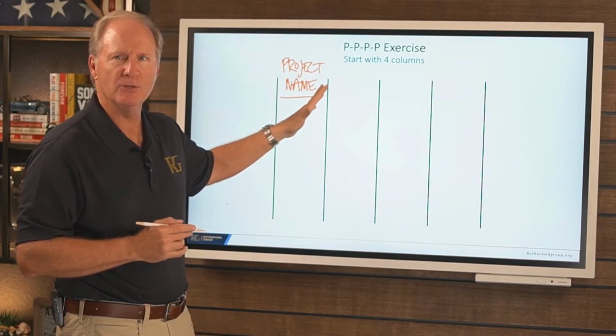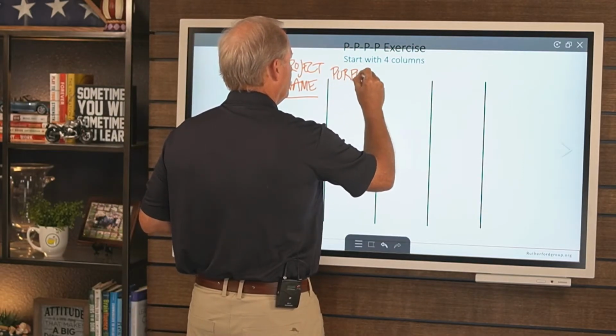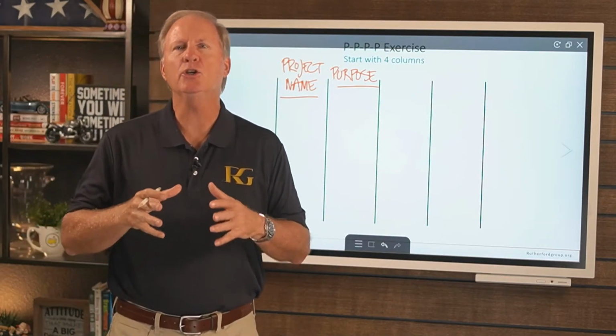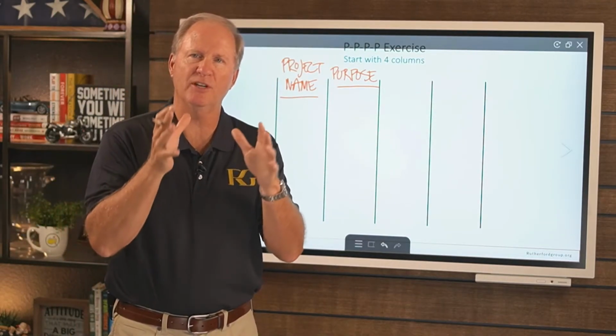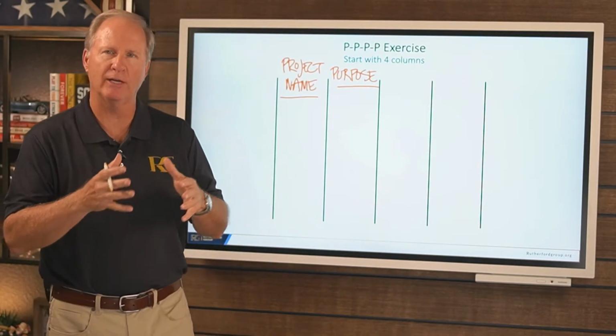Next, in column 2, I want you to label this Purpose. Label it Purpose. Here you have your audience write down the specific goals or the outcomes that the change project is trying to achieve.